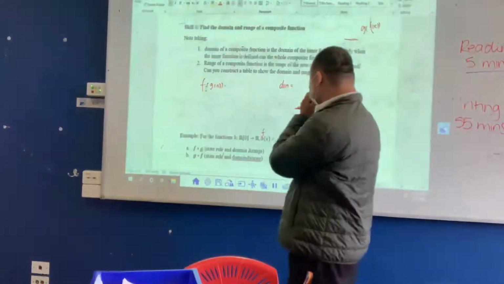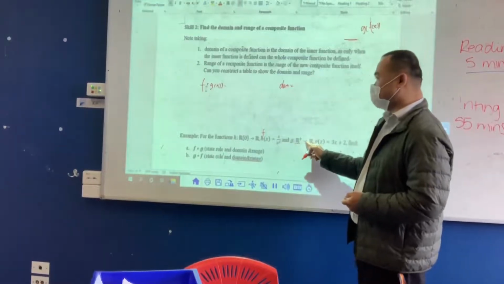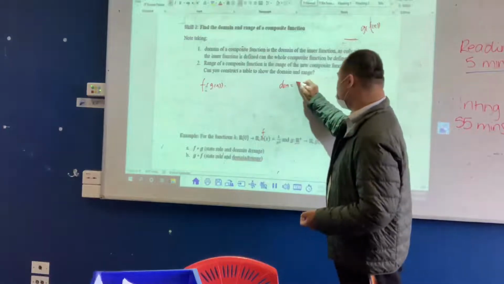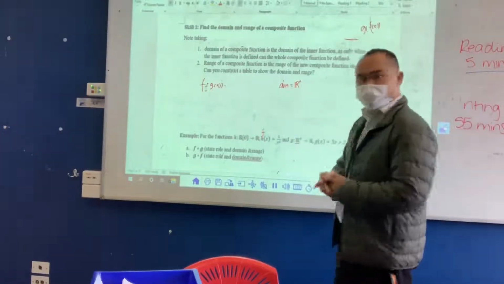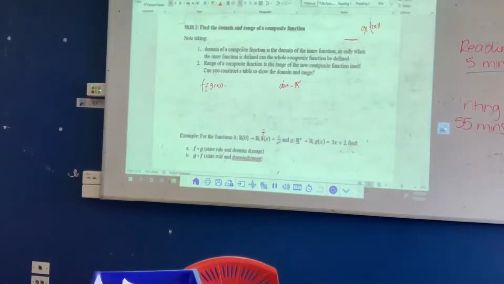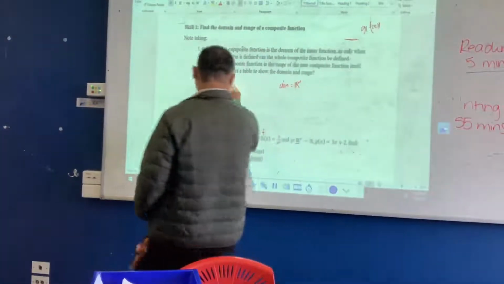Okay, so the domain for the inner function is positive real numbers, which means the domain for the whole composite function should be positive real numbers. Make sense? Okay, how do I find the range of the composite function? It will be the range of the new composite function, right? So I'm going to find out the equation.